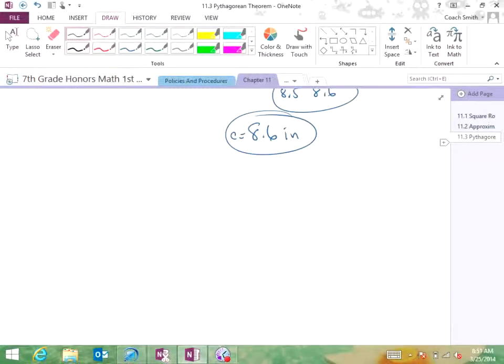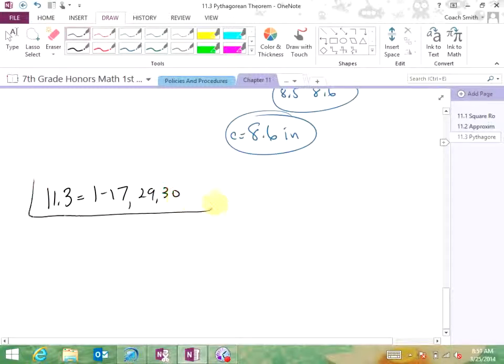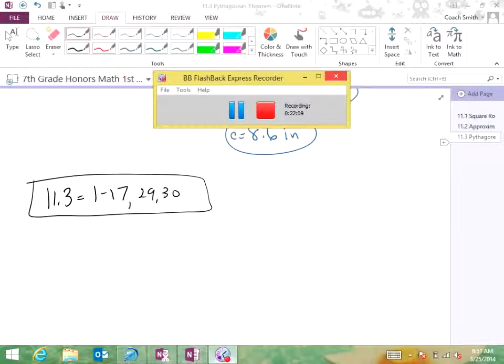Your homework. You still have about 10, 15 minutes left in class. I'm going to let you break into groups and start working on it. It's 11.3, 1 through 17, and 29 and 30. All right, obviously that's due tomorrow, okay? So you can break into groups and start working.